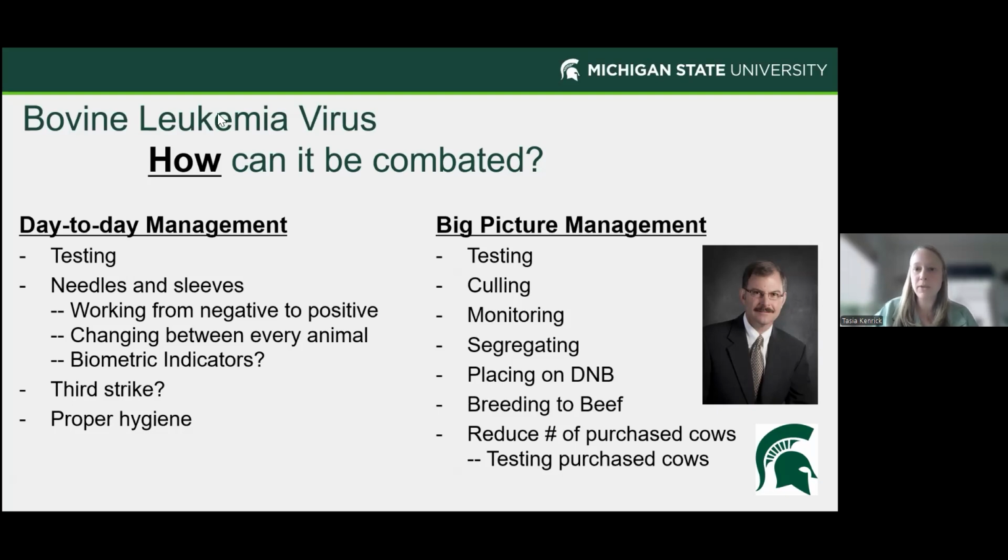We also talk about big picture management, so testing and culling animals, monitoring animals, segregating them, placing positive ones on a do not breed list or breeding to beef, reducing the number of purchased cows, and then testing those purchased cows. And I'm sure in discussion, and if you have other ideas or questions, I'm sure there's other management strategies that could help. These are the ones that we go to when we start those conversations with producers.